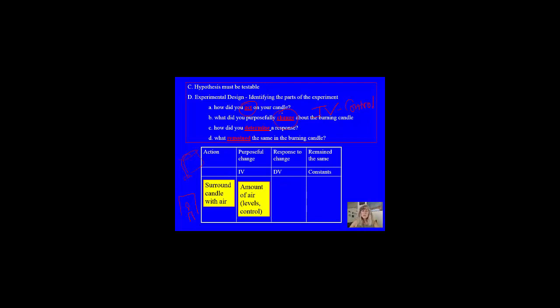Then, how did you determine a response? That's our dependent variable. What are we measuring? In this case, maybe how long did it take before the candle went out? Time. There's a unit there with your dependent variable. Maybe qualitative and quantitative data. All right, and then we have what remains the same. So those are our constants: candle size, the way to light it, things that we don't change, how we control that experiment. Not controls, but what we keep constant so we can actually measure the independent variable that we want to measure.